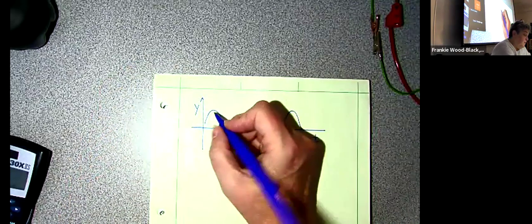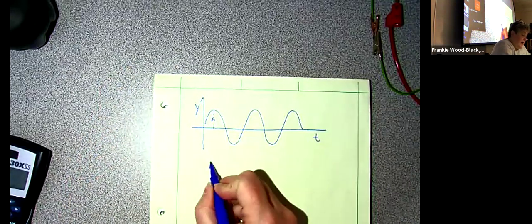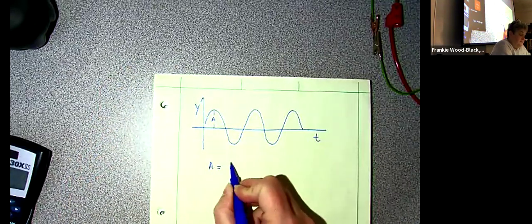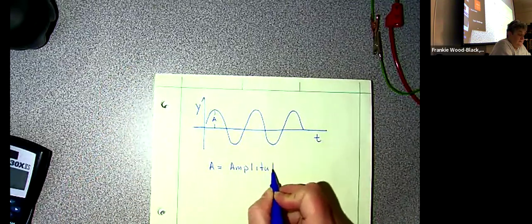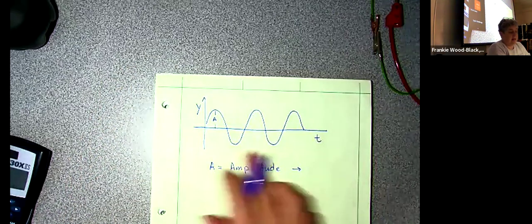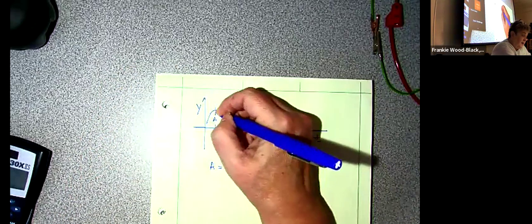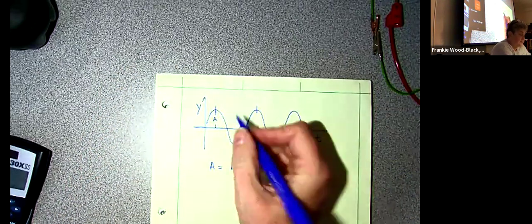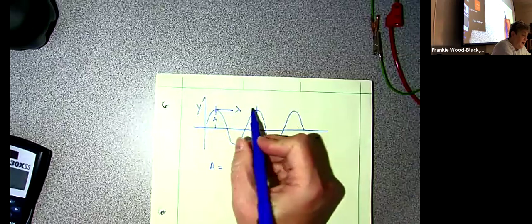Now we've seen waves before, but we want to define some things. We're going to define this. A is going to be my amplitude. And that's how tall the wave is. If I go from point to point, that's going to be my wavelength.